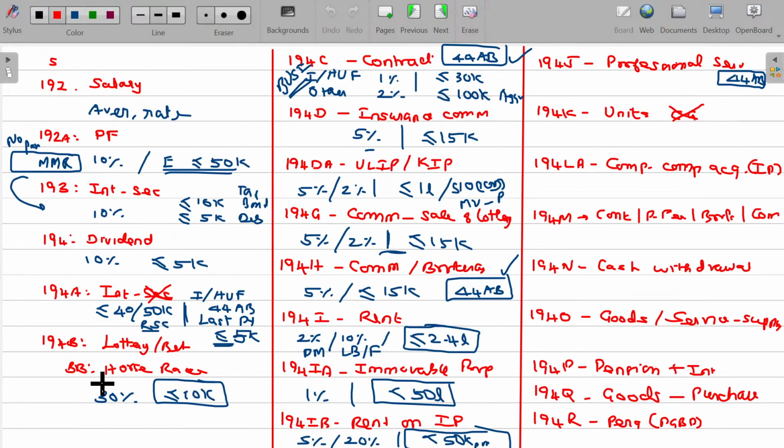Here you list down: 10% or 2%, and less than or equal to 30,000 for 4 items. Professional, technical, royalty, non-compete. All the 4.